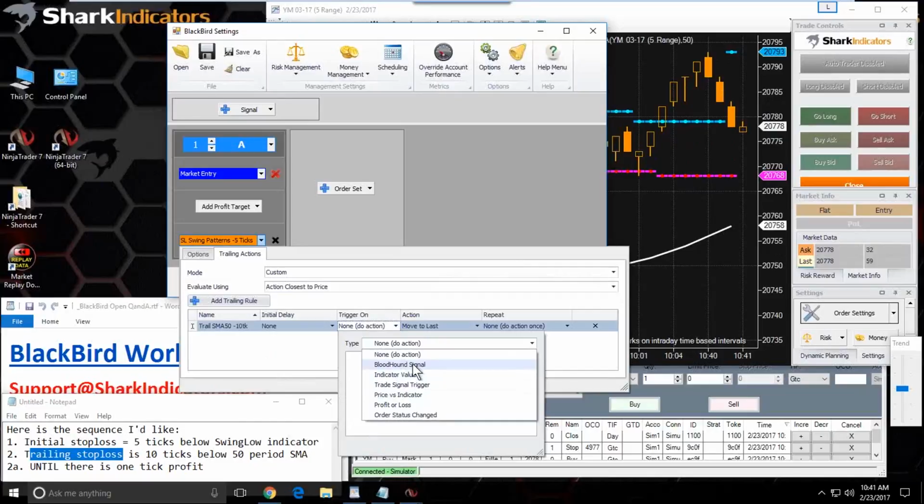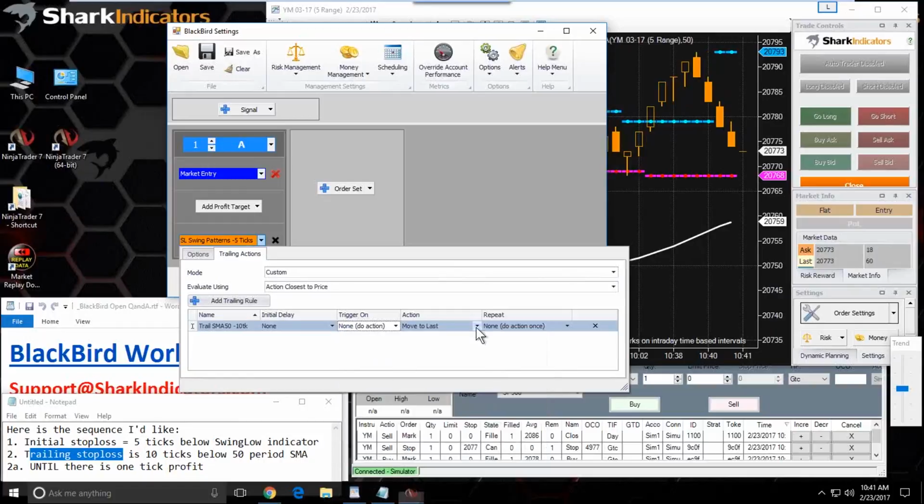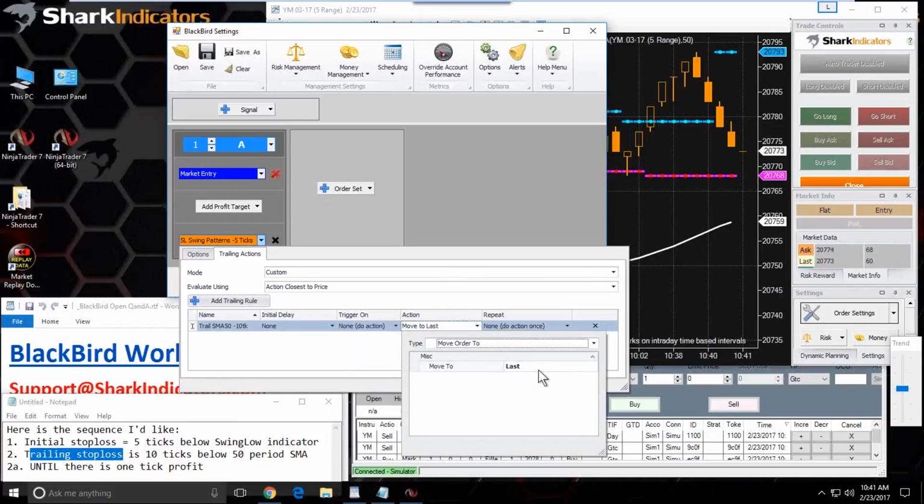So in other words, your trailing rule cannot execute until your trigger on condition has occurred. These trigger on rules are kind of like another way of saying, wait until this condition happens, and then the trailing rule can execute.